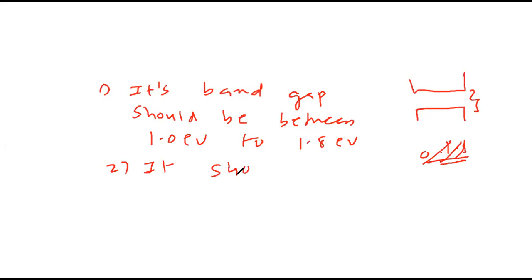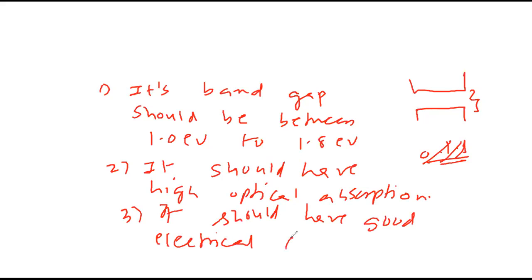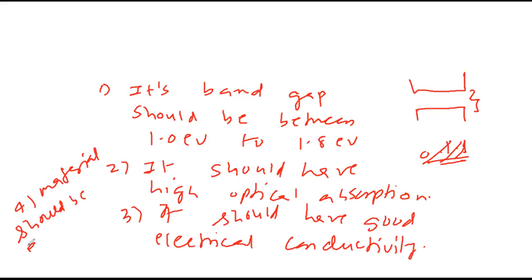Second, it should have high optical absorption. That means it should be able to absorb the light properly. Third, it should have good electrical conductivity. Fourth, the material should be easily available.